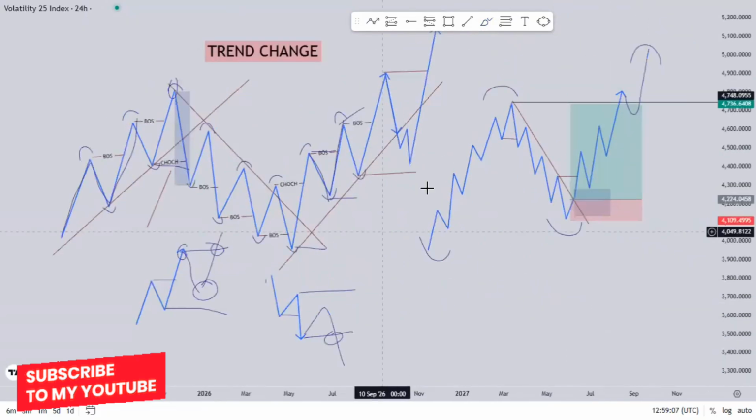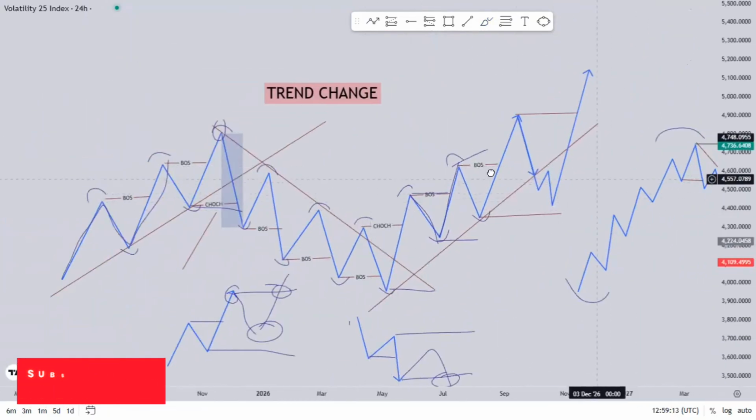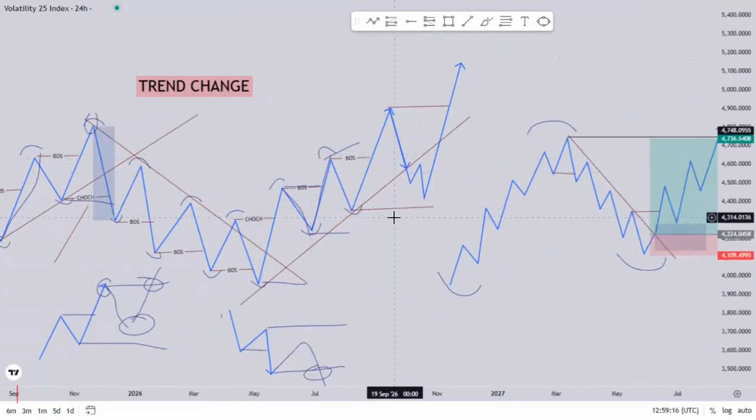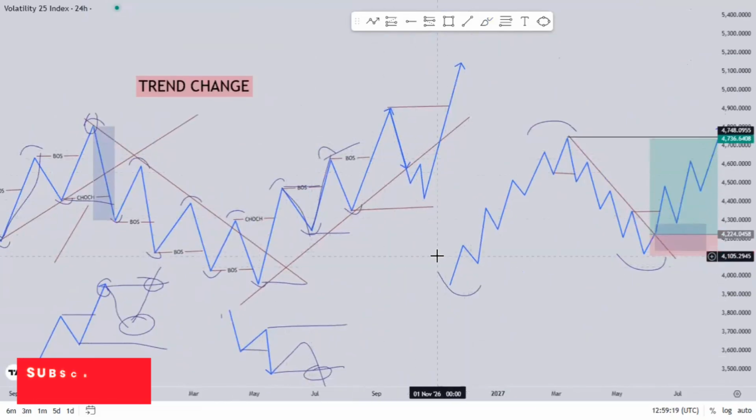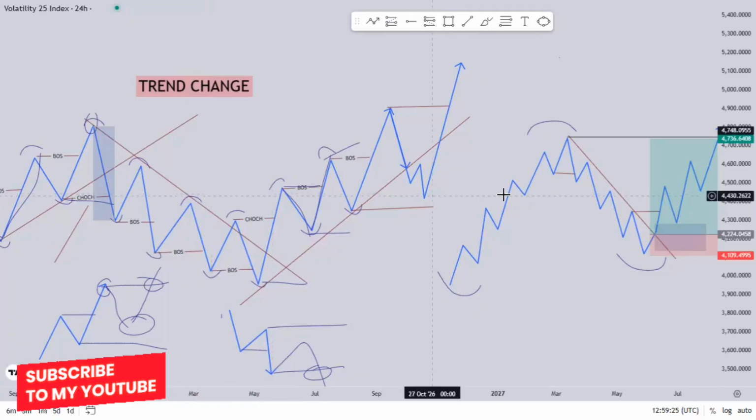Right? So let's tap into the little difference between change of trend and change of character. Change of trend is basically used on external structure, while change of character is used on a lower time frame that is basically focusing on the internal structure.